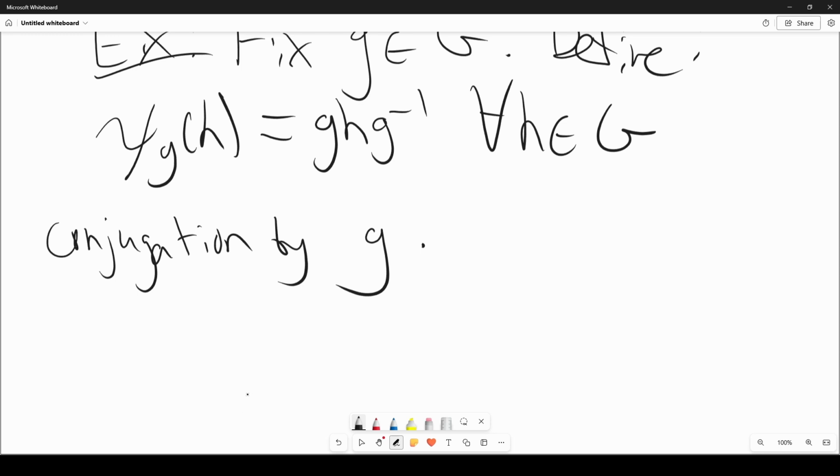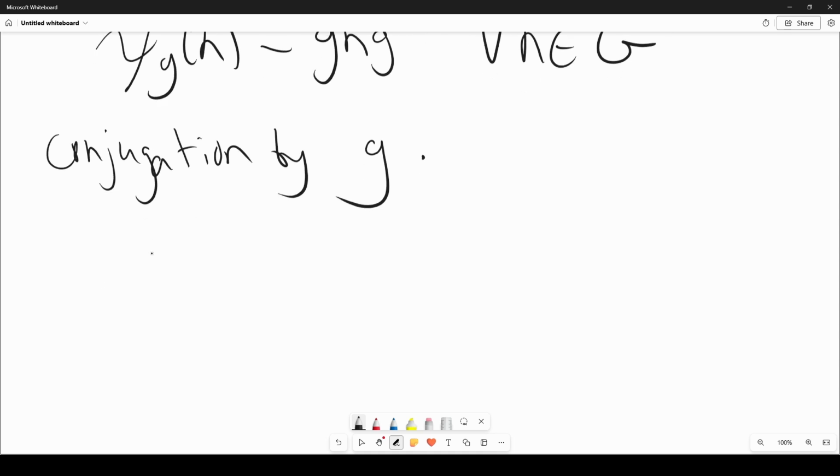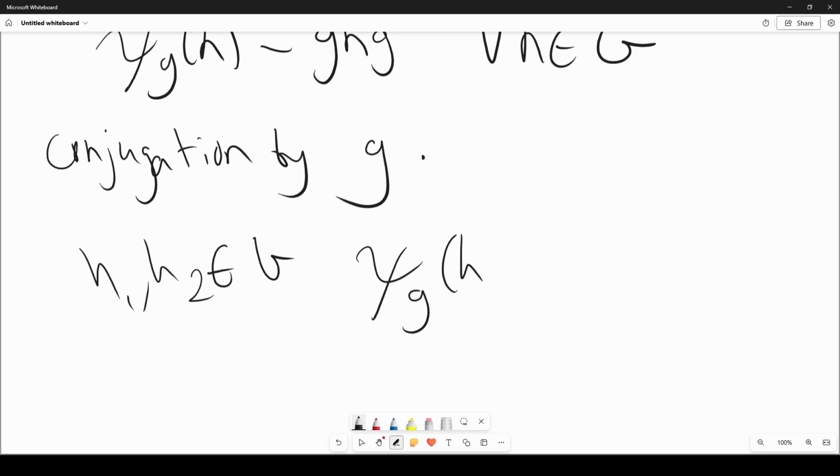So we want to prove that this is an automorphism, which means we need to prove it's a homomorphism and it's bijective, because we know it goes from G to G. So let's first prove that it's a homomorphism. Let's say we have h1 and h2 in G, and we look at psi sub g of h1 times h2.